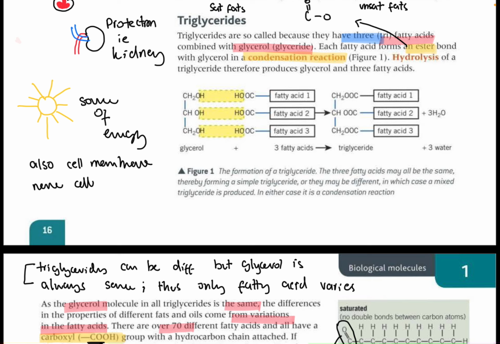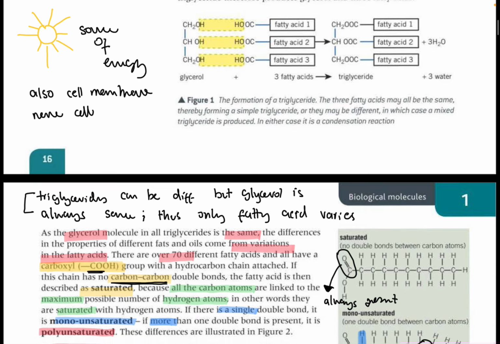And hydrolysis is essentially the opposite, so a water molecule is used up. The ester bond is broken down, and you get back to your reactants. So it's pretty straightforward. We've done really similar stuff in carbohydrates.